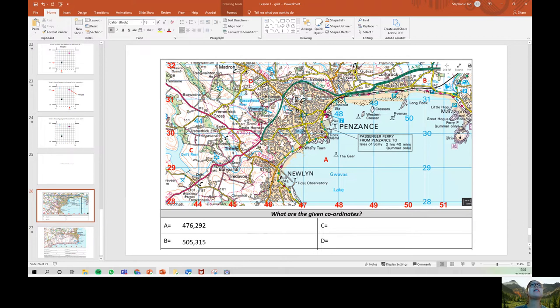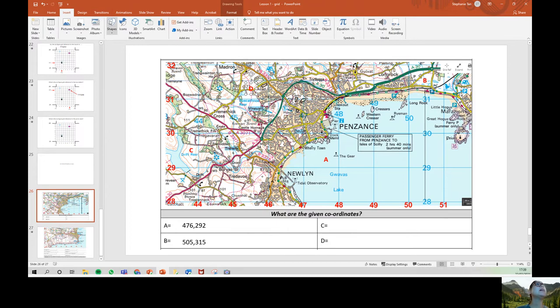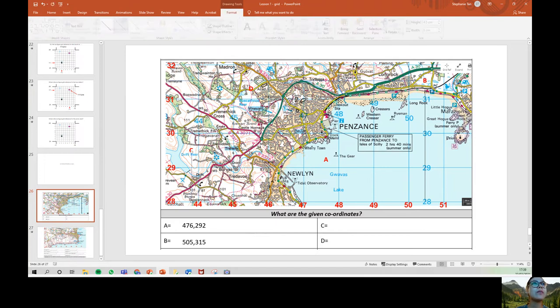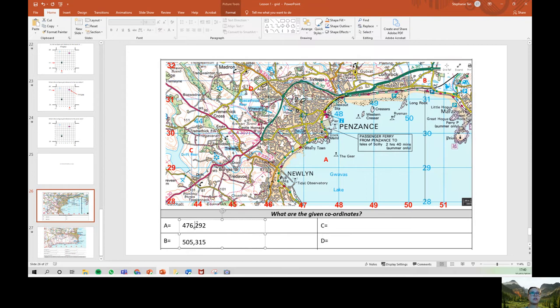So for C, I would get a ruler and a pencil and draw a line first going down, all the way down to the x-axis. So that takes us there. We can see that it's more than halfway, so it's close to 44. So the number here would be 43. And I would say that is 43.8. So let's copy that here.